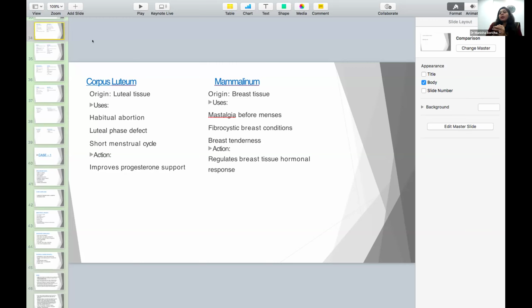Next, it is the mammalian. It mainly originates from breast tissue. It is used in any disease condition related to the breast, like mastalgia, mastitis, fibrocystic breast disorders, or breast tenderness. The main action is to regulate the breast tissue's hormonal response. Next one.